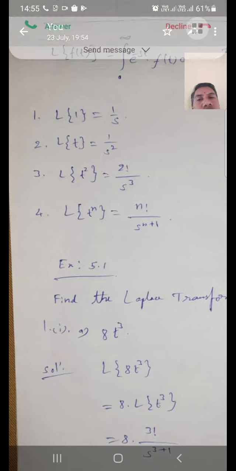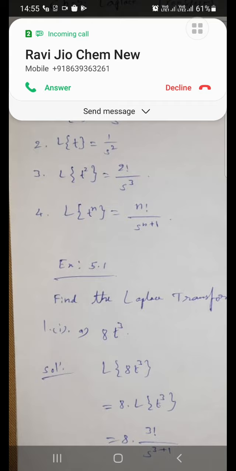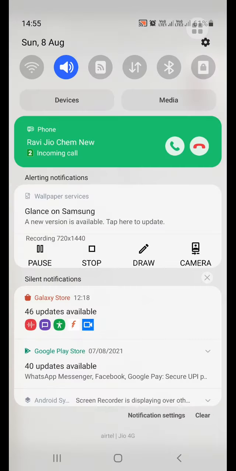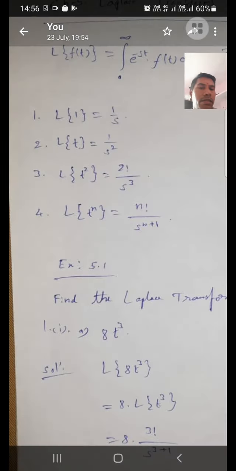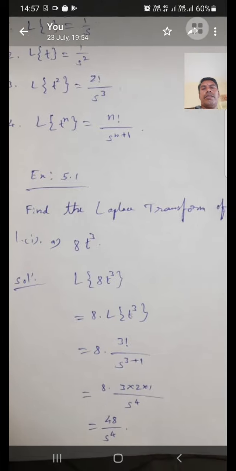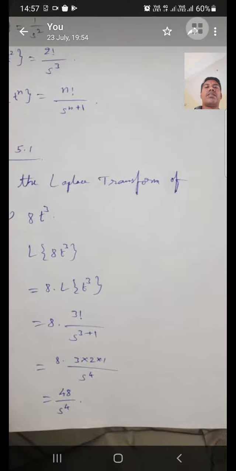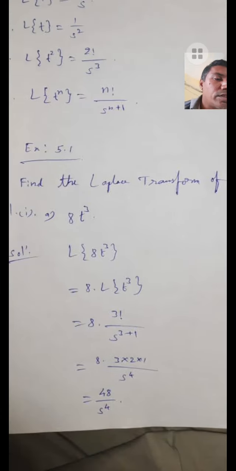Laplace transformation of t power n equals n factorial by s power n plus 1. And see the question. Find the Laplace transformation of 8 into t power 3.